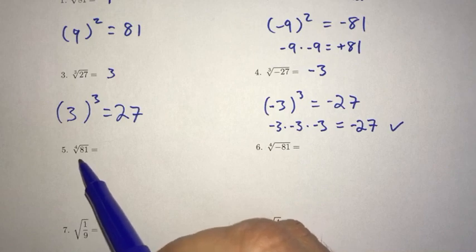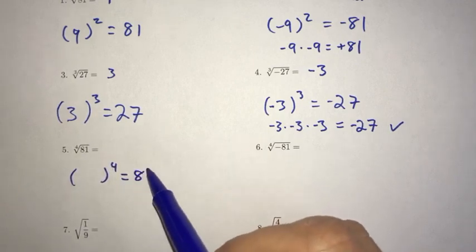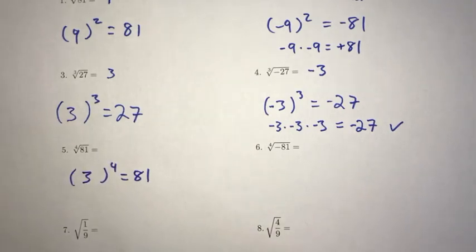Now this is the fourth root of 81. We have to ask ourselves what to the fourth power equals 81. And it just so happens that it's 3. You have to do some calculating with that. 3 to the fourth power actually is 81.